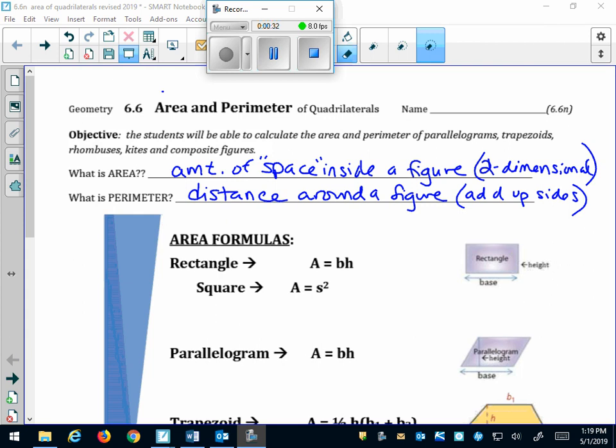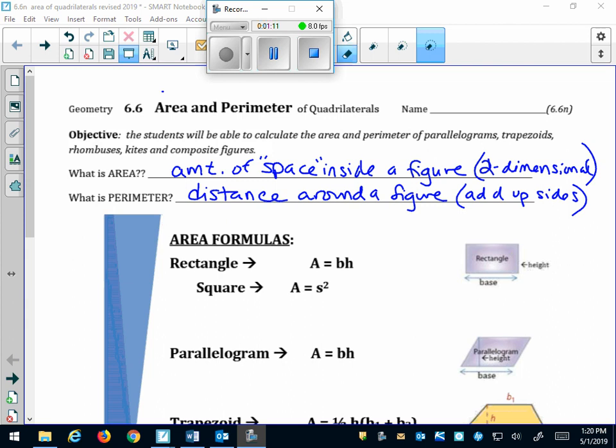Now I have "space" in quotes because space is really a word that's usually used to represent three-dimensional space. So it's not really space inside a figure. A better definition would be the number of square units that can cover a two-dimensional figure. But usually this is what people say when I ask what's area: the space inside. So that's fine. Just remember that we're talking about two dimensions.